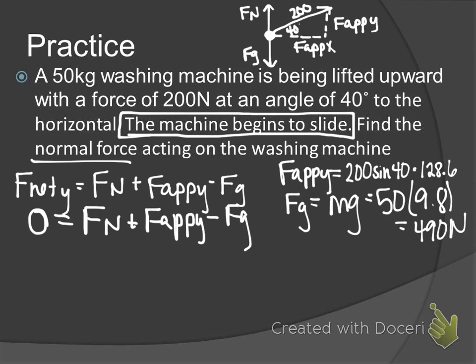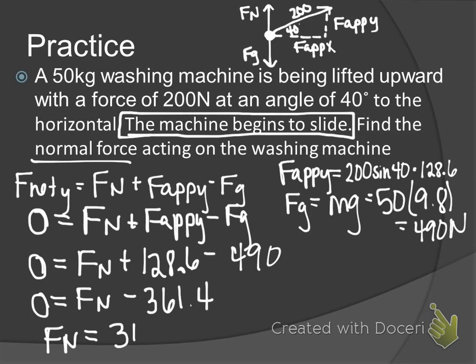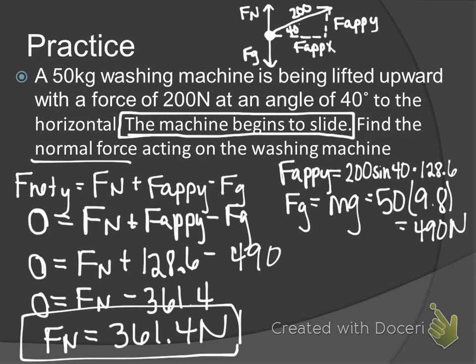So now we just plug in our numbers. 0 is equal to F sub n plus 128.6. It's positive because we're pulling it in the upward direction. Gravity is acting in the downward direction, so we subtract that out. We'll move that to the other side to make the normal force equal to 361.4 newtons. Okay?